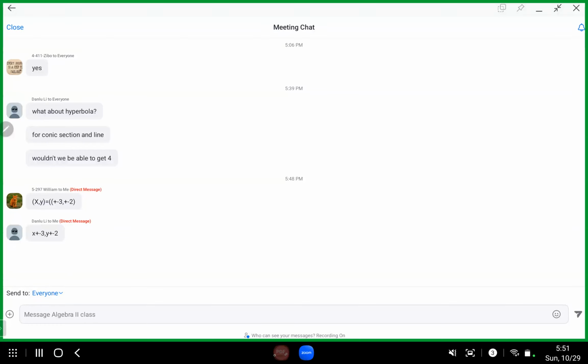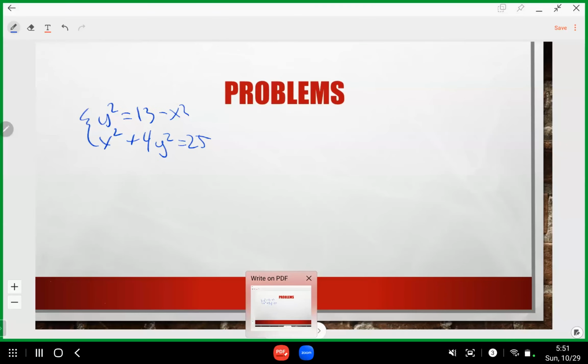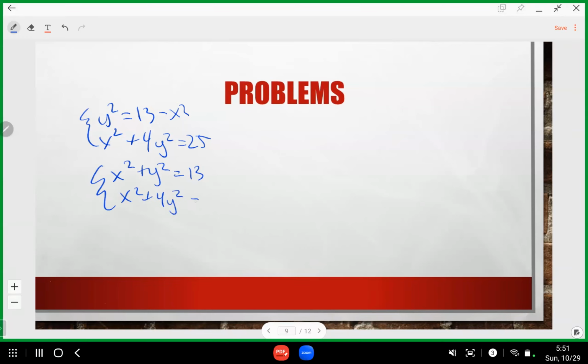That's good. So William, can you come volunteer and help me solve this? Sure. I moved y squared in the first equation to the other side, so x squared plus y squared equals 13, and the other equals 25. So I subtracted the equations, so I got -3y squared equals -12, and y squared equals 4. So y equals plus or minus 2.